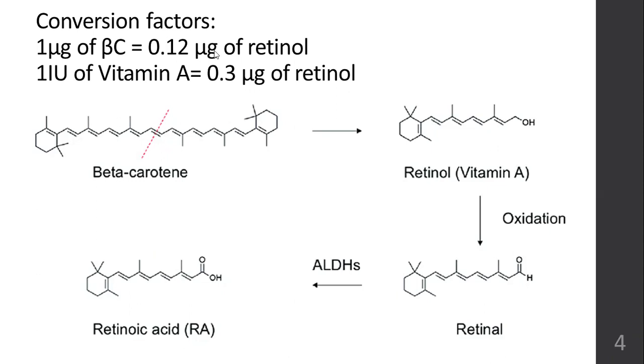First it is beta carotene from plant-based sources. If it is from animal-based sources, this entire conversion is skipped and you directly get retinol. If it is from plant-based sources, you have to start from beta carotene. Retinol undergoes oxidation and forms the aldehyde, retinal. Retinal, in the presence of ALDHs, some enzymes, forms retinoic acid. More oxygen atoms are added, so it becomes retinoic acid.